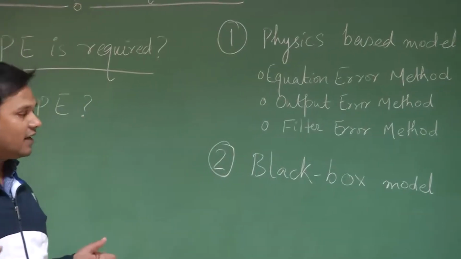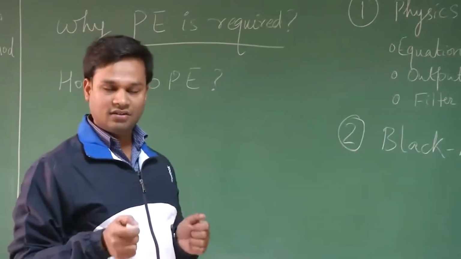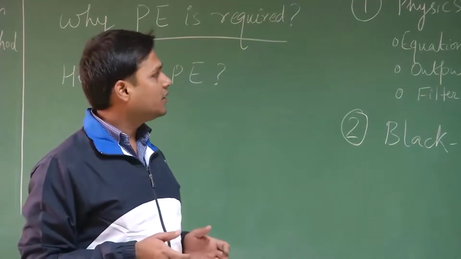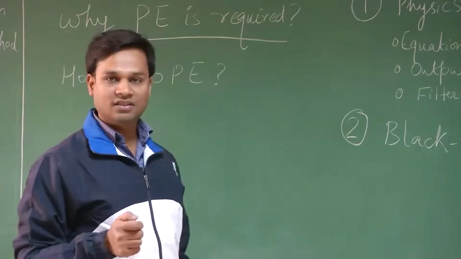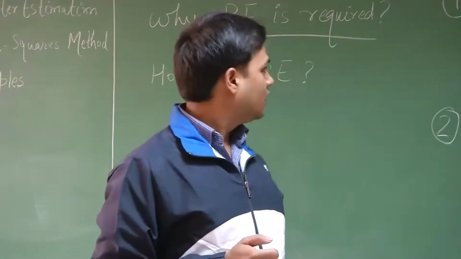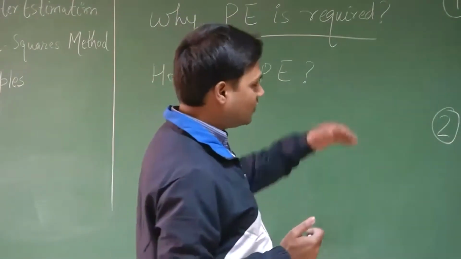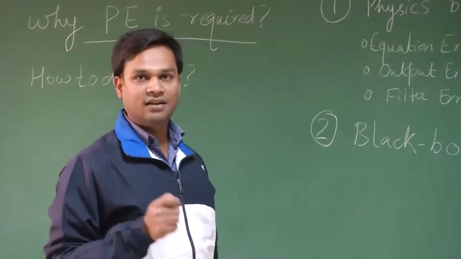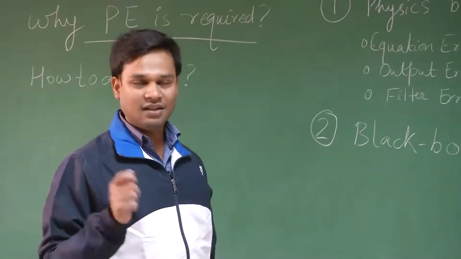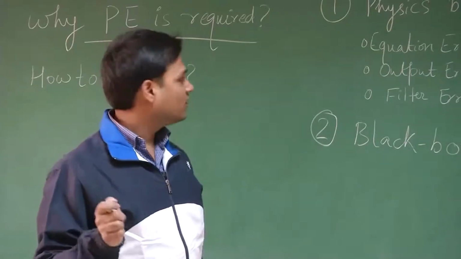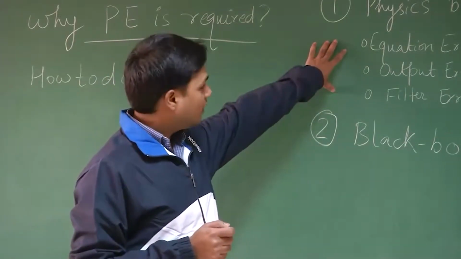Suppose the data which you acquired, the sets of input data and output data, are very accurate. In most aerospace applications we see instruments are of very high quality, so you don't see much noise in the data. There you can apply this equation error method, assuming there is no noise in the instruments and in the process. So when there is no measurement noise and process noise, this method is preferred.